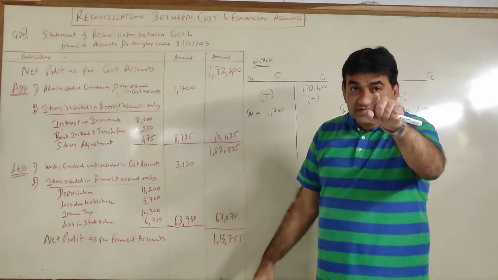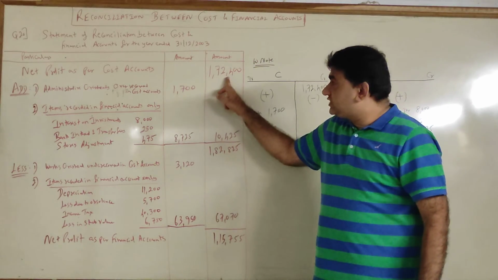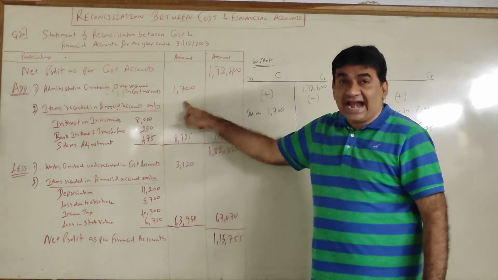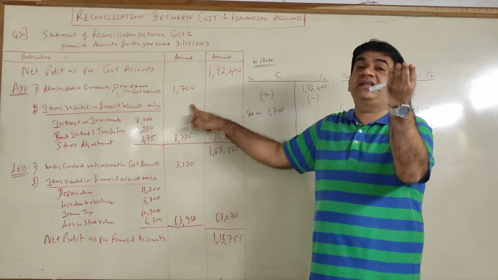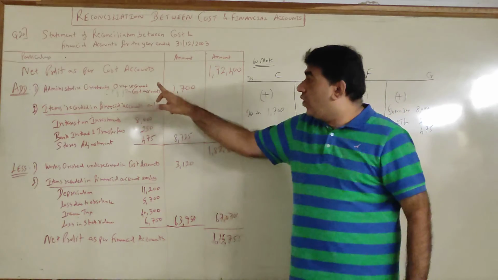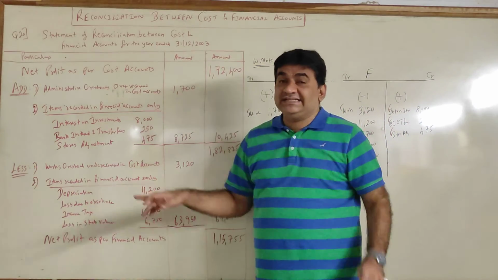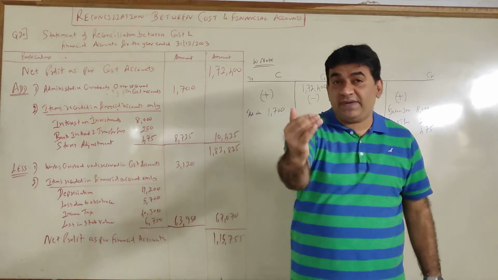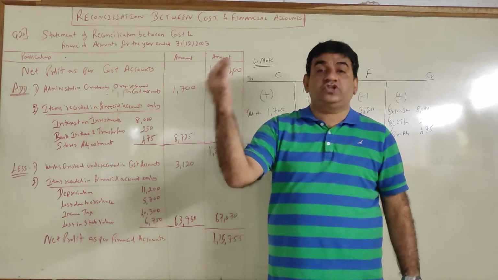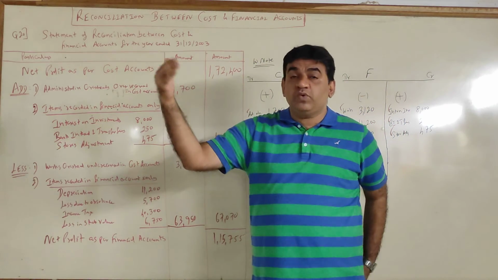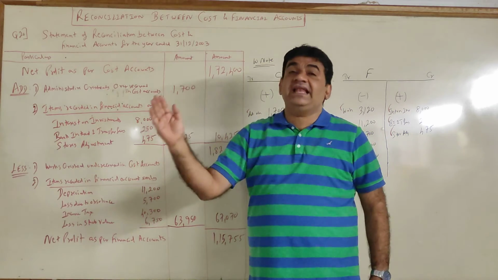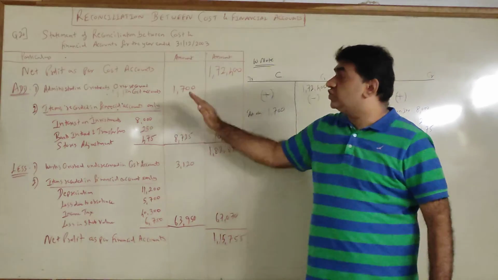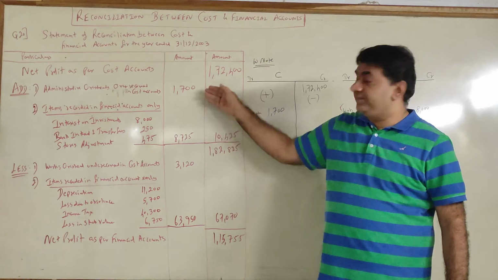So understand this point now. To this profit of cost, I am adding this because it will match with my financial accounts. Getting it? Over recovered in cost, that means the expense is more in cost. So if expense is more in cost, utna profit is less. So that I have to match. So I am adding it.